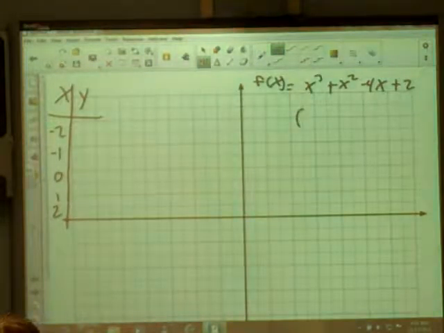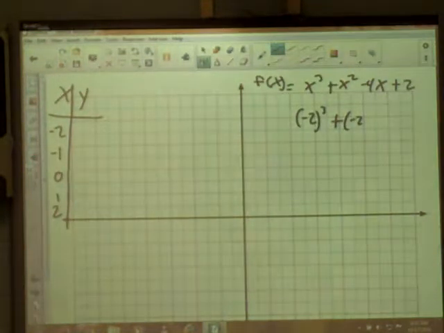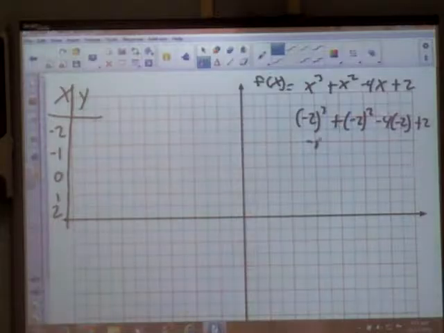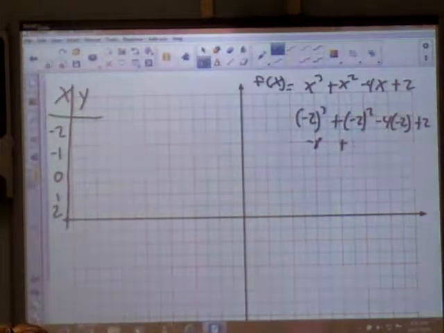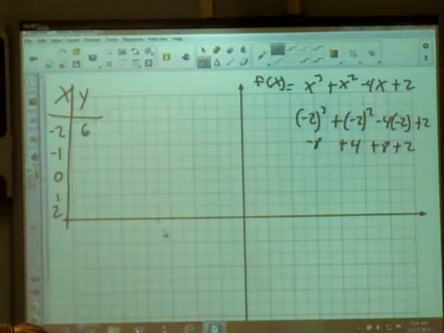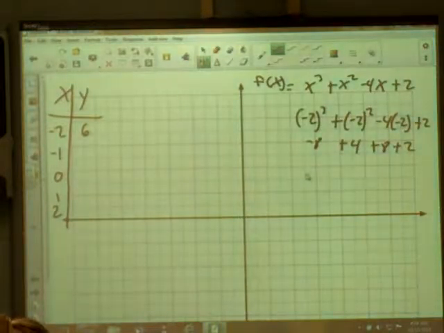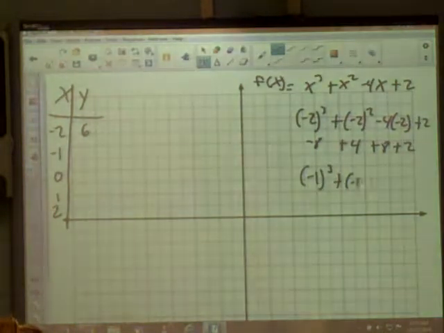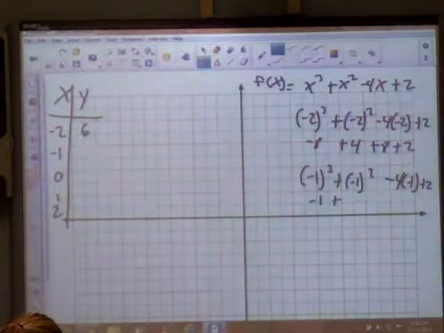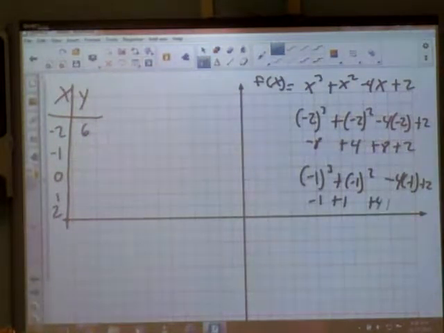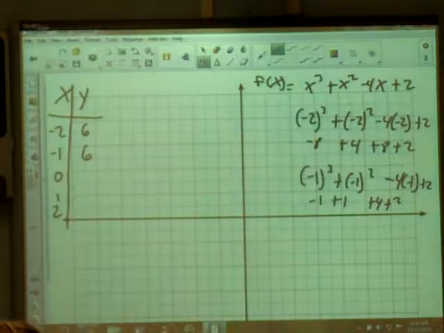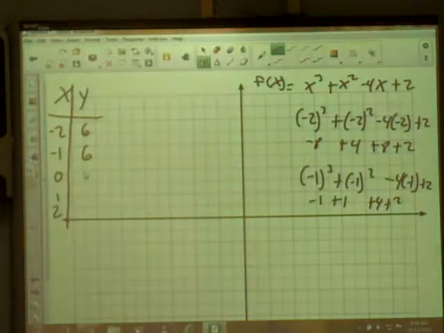Okay, so I'm going to have -2 cubed plus -2 squared minus 4 times -2 plus 2. So that's -8 plus 4 plus 8 plus 2. So that's 6. Did I get a 6 on that? Okay, now I got to do the -1. So that's -1 plus 1. That's 0. Plus 4 plus 2. So I got a 6 again. Is that right? 0 is easy because that's 0, 0, 0. You're just left with a 2.